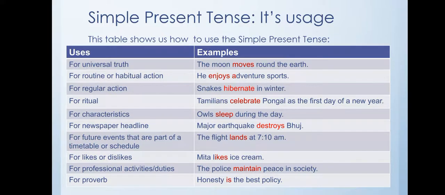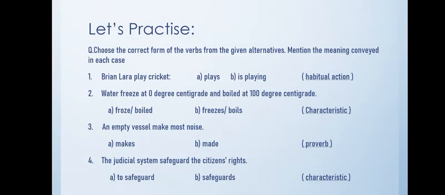Okay? Now let's see whether we have understood or not. So you will work out this exercise. Choose the correct form of the verb from the given alternatives. Mention the meaning conveyed in each case. The meaning is already mentioned here within the bracket. Only you will be choosing the right verb from the options given.